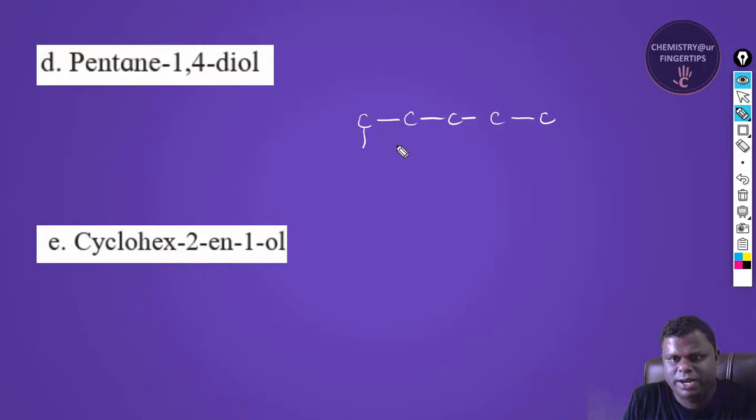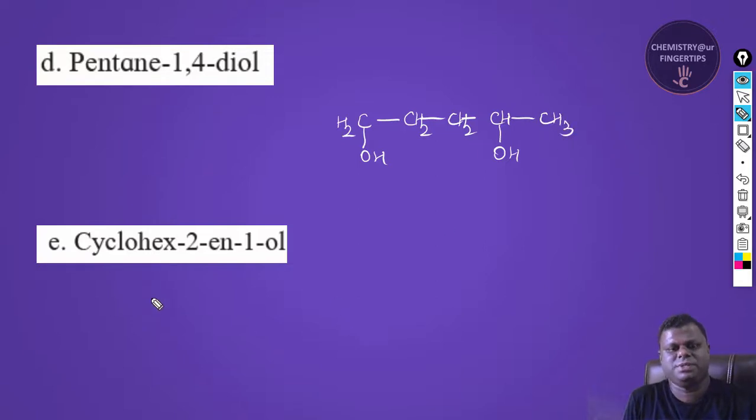At position 1 and at position 4, you have the functional group, that is OH, because it's a diol, right? So here 2 bonds are done, so it's going to be CH2, it's going to be CH2, it's going to be CH2, CH, and then there is going to be CH3. Very simple. Then you have the next one, cyclohexene, hex-2-en-1-ol.